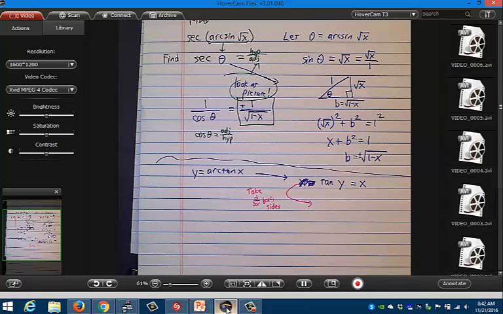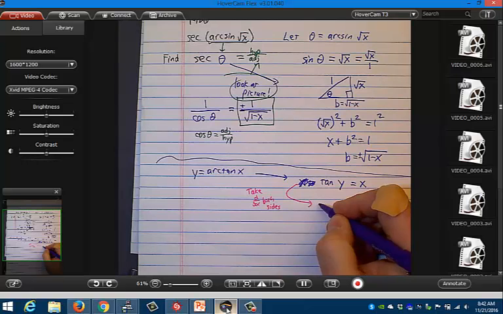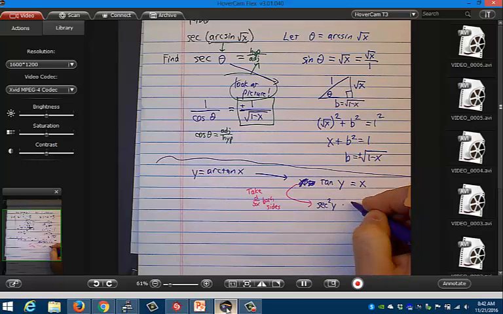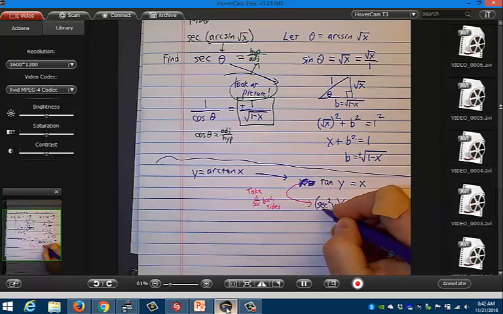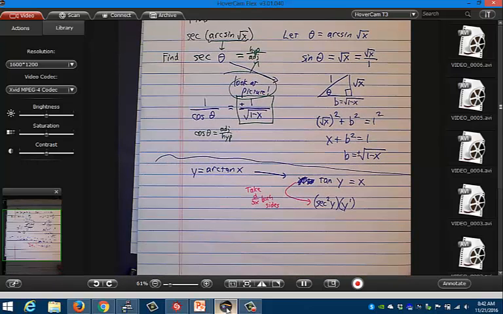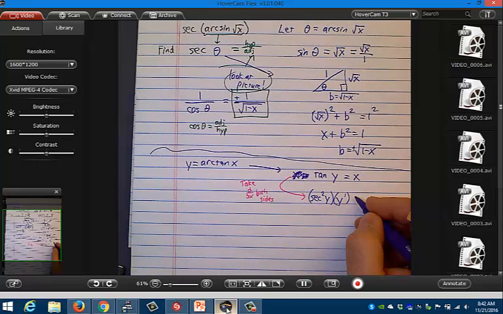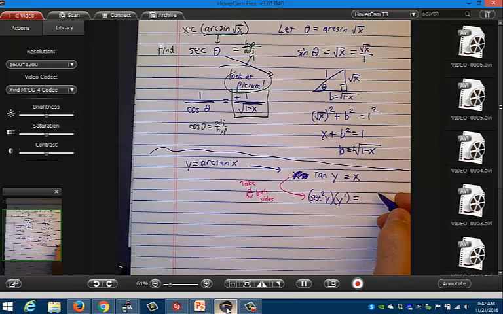How does this work? Okay, derivative of the tangent of y would be secant squared of y times y prime, or dy dx. That's the chain rule. That's how implicit differentiation works. Okay? So what do I get now? That equals what on the right-hand side? 1.